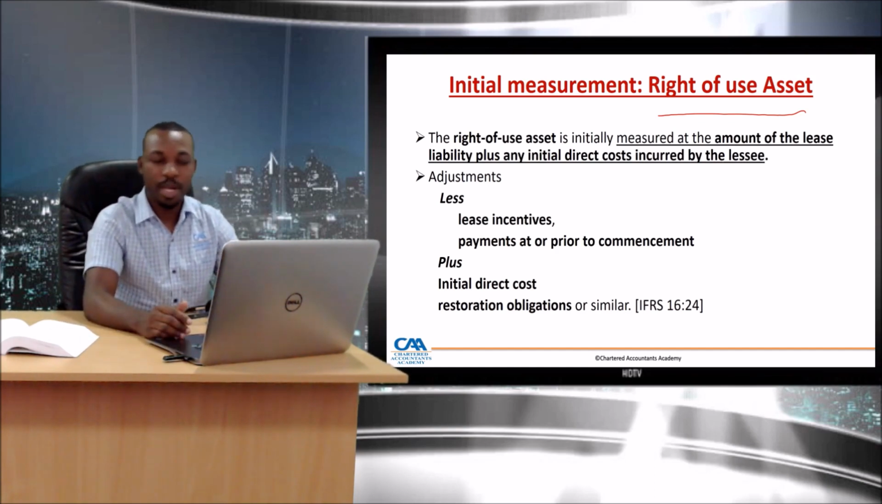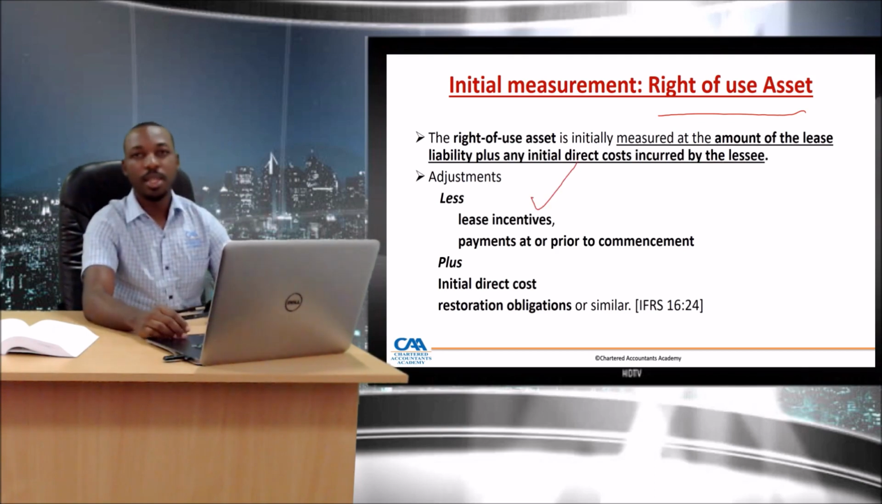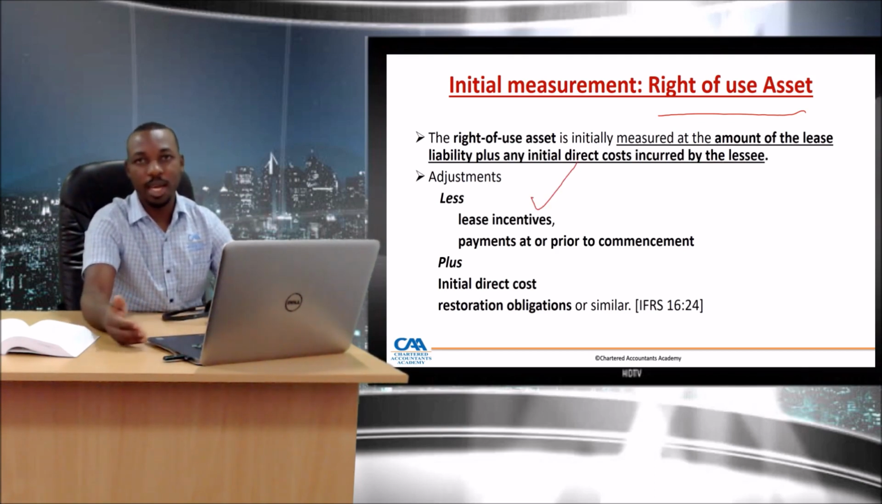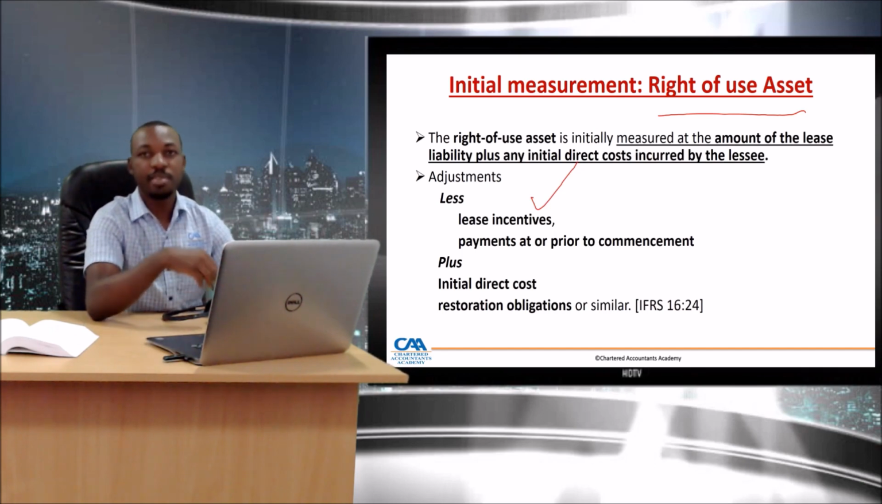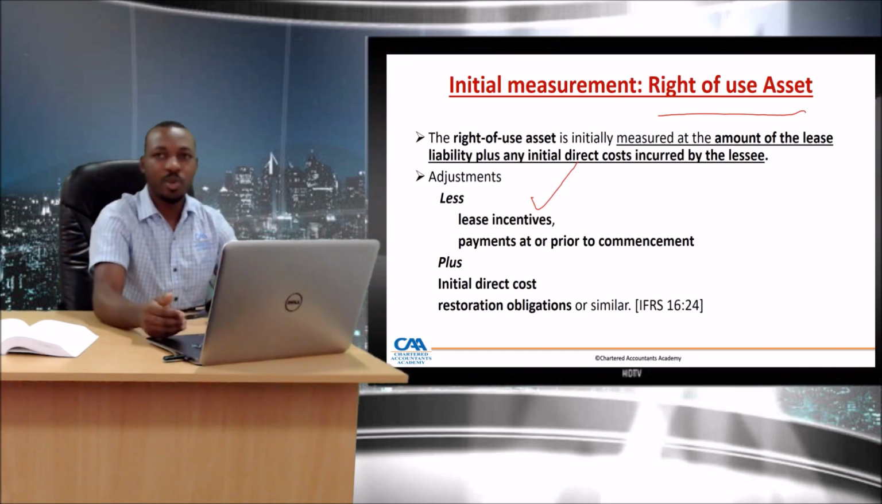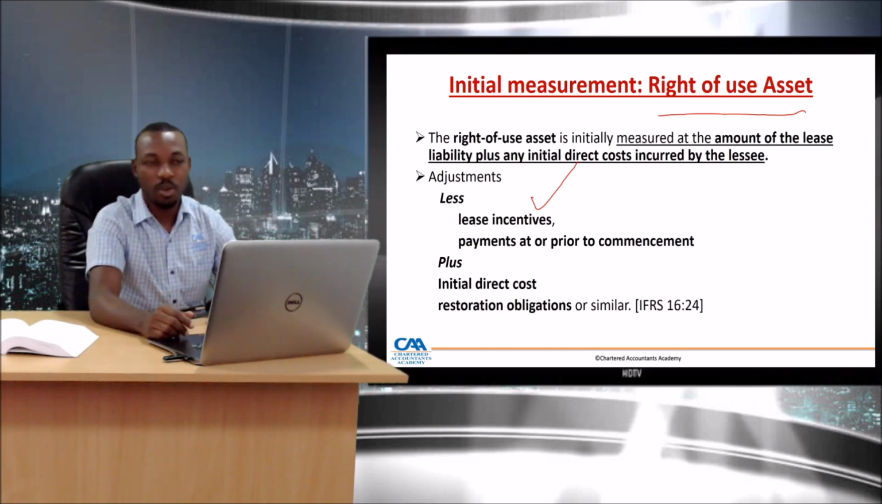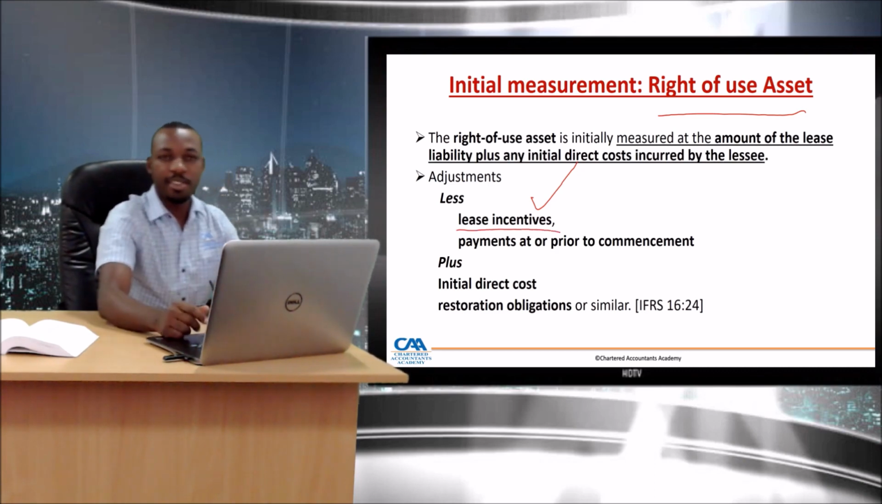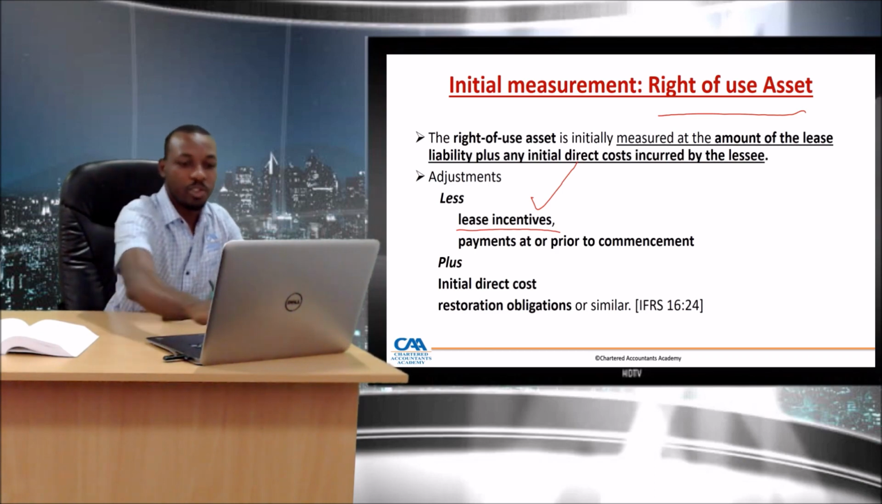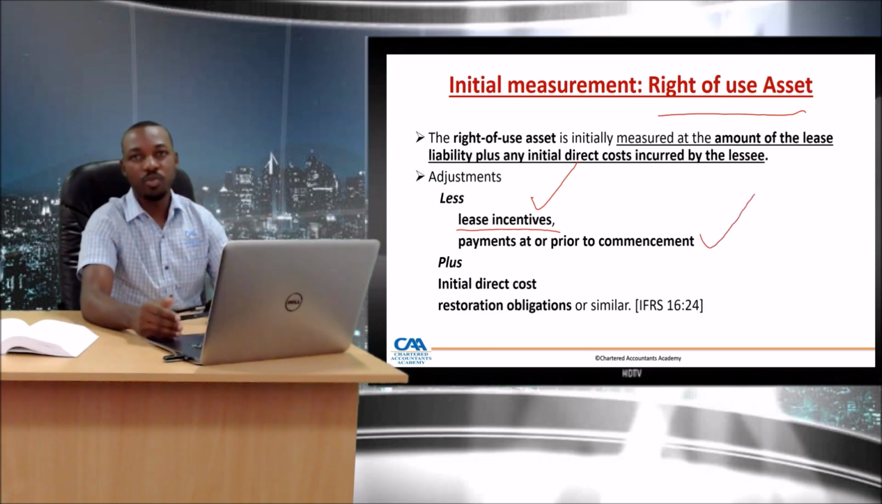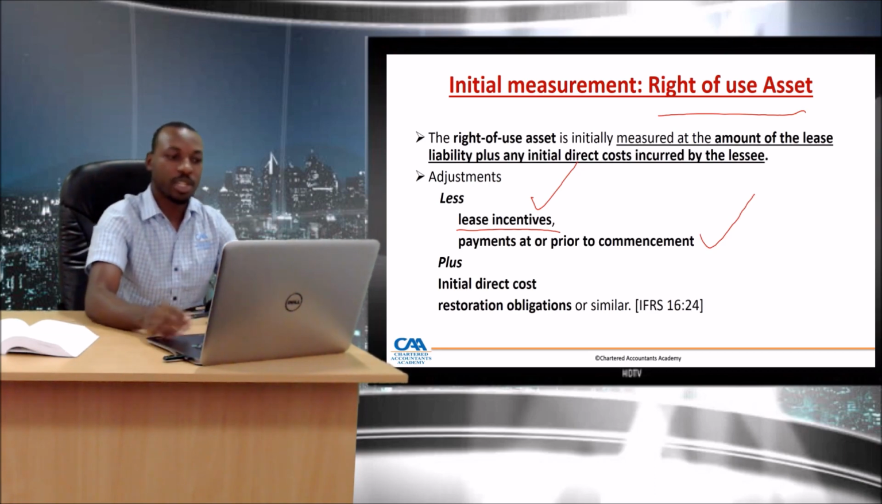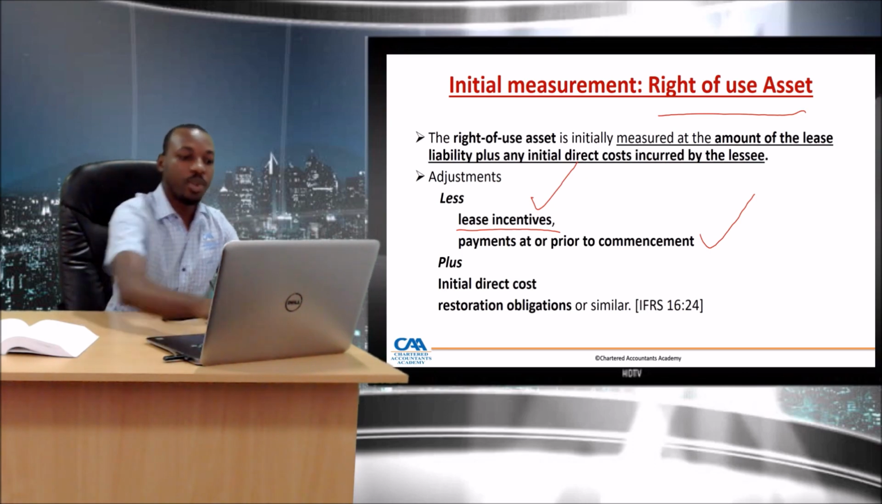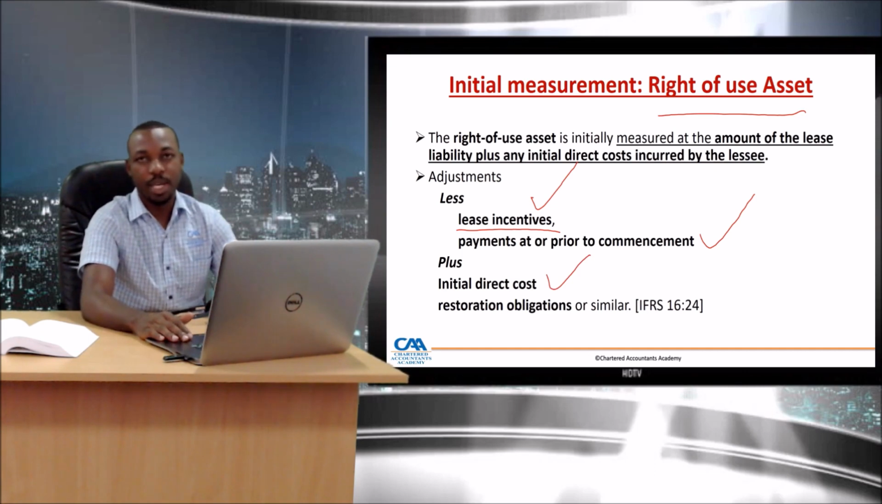And the adjustments which you make are, you need to remove any lease incentives which are part of those payments which have been made. Because the incentive for you to get into the contract is not part of the cost of the asset. Okay, so you remove any lease incentives, then payments which were made prior to the commencement of the lease. So if there are any payments which were made prior to having the lease contract, then they are also supposed to be excluded. They're not part of the right of use asset. Then you add any initial direct costs which would have been incurred by the lessee to be able to get into the lease contract.